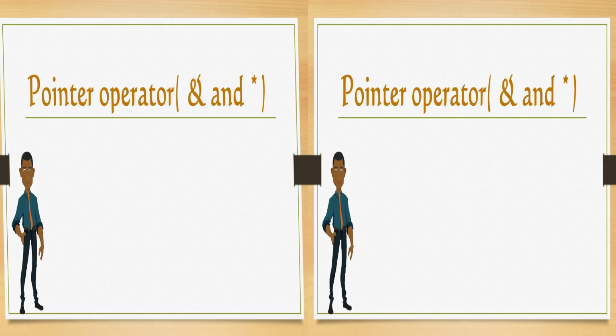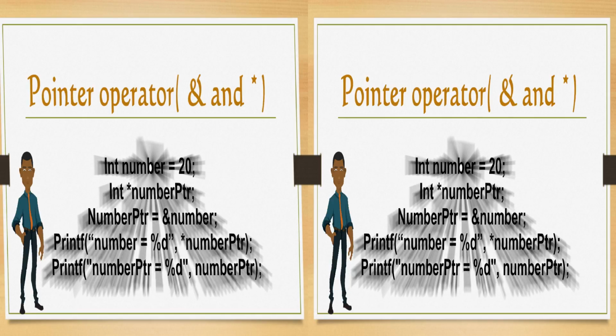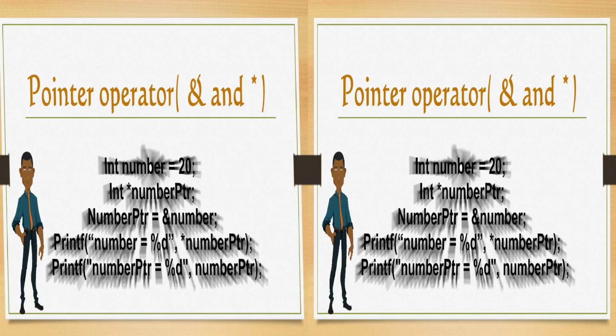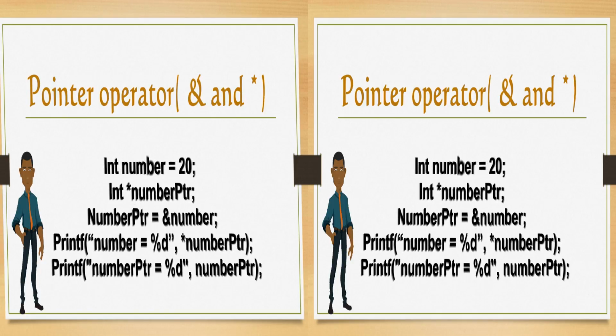Pointer operator. When a pointer is created, it is not pointing to any valid memory address. We need to assign it a variable address by using the reference operator. Look at this example. In the first line we declare the integer variable number equal to 20. In the second line we declare the variable int *number_ptr. In the third line we assign number_ptr equal to the address of number from the first line.